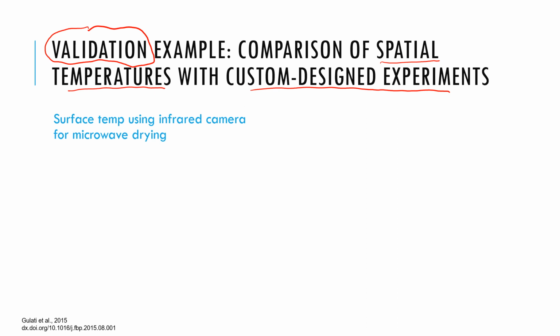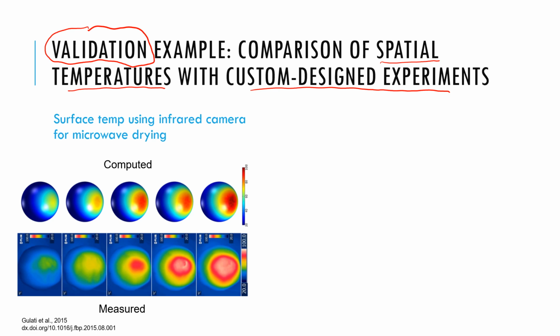So the first one shows surface temperature using an infrared camera as the material, in this case a sphere of a potato material or something similar, is being dried in a microwave oven. So how do we get this data? We make a small hole in the microwave oven and put an infrared camera looking through the hole. That is how we pick up the surface temperatures.